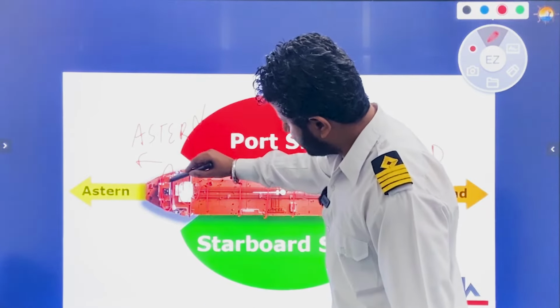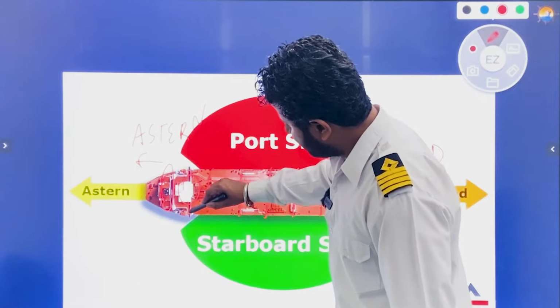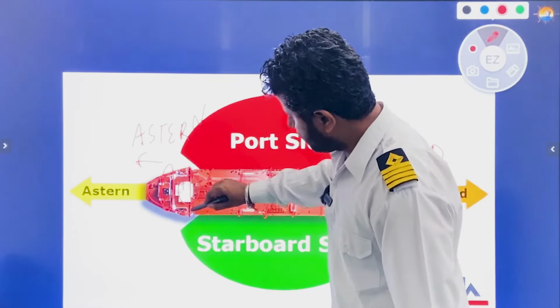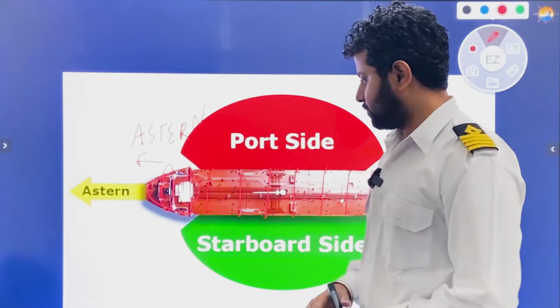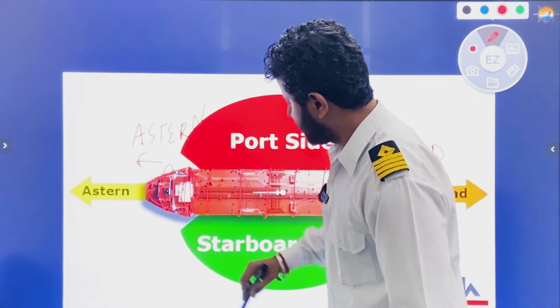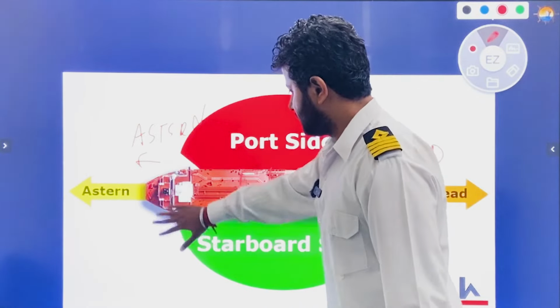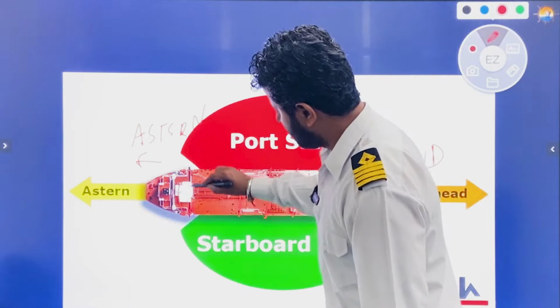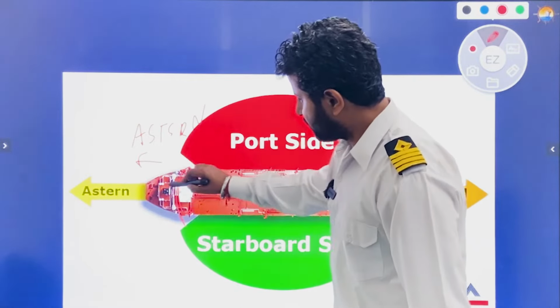Under this is not just the engine room part. From here till over here, down below is all engine room. This is your accommodation part over here. Again, on the top, this is your bridge and this is the accommodation part as well. This is your funnel over here.